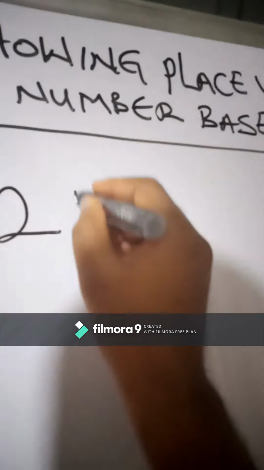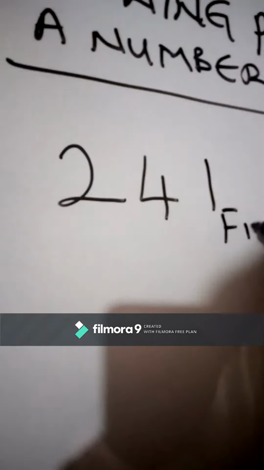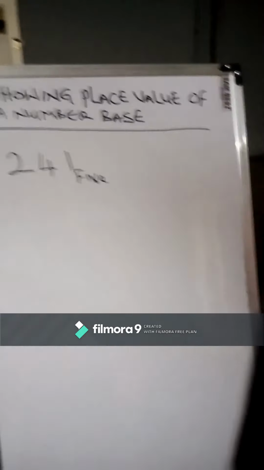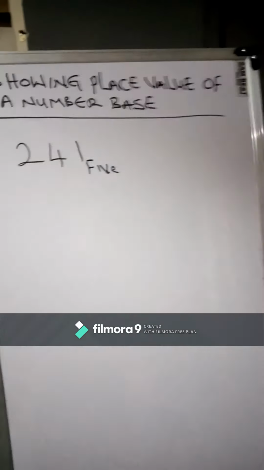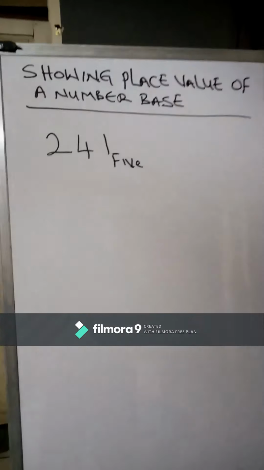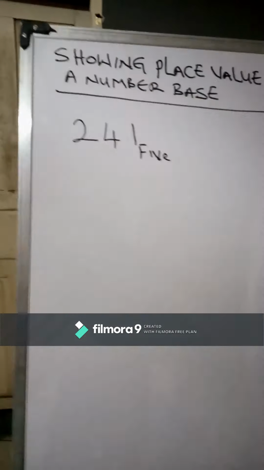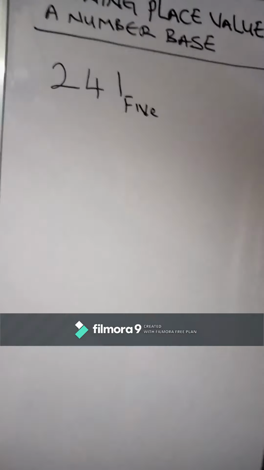Example 1. If I'm given 241 in base 5. Now this is a number base, 241 in base 5. Remember that for number bases, the highest digit must be less than the number base itself, must be 1 less than the number base itself. So 241 base 5 is correct because the highest number there is 4 and it is in base 5.